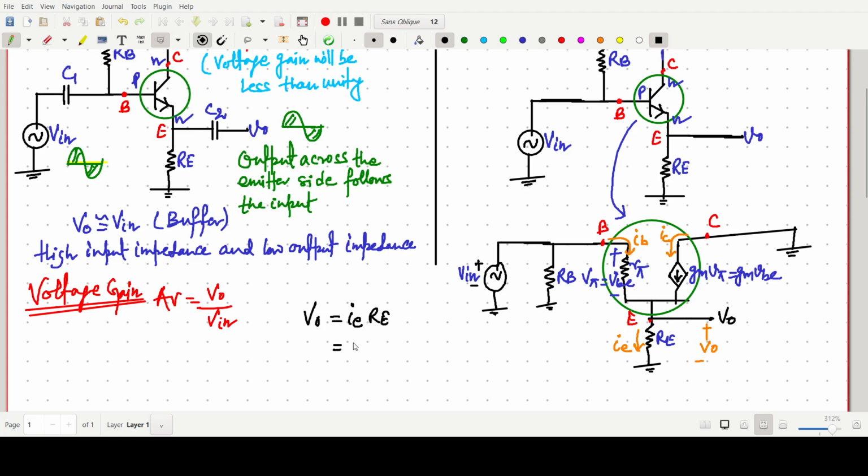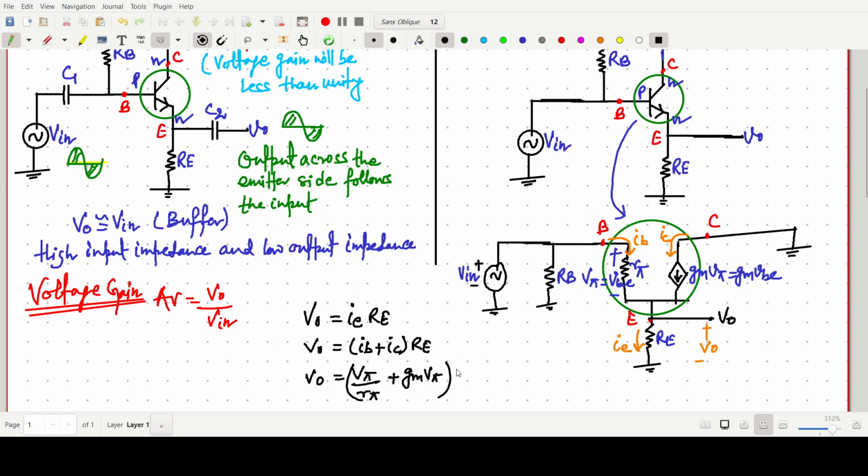Okay. Now ie is nothing but simply the base current plus collector current, ib plus ic, times RE. Okay. Up to this it is clear. Then this one will be our Vo. Okay. Now again what we can write, this ib can be written as v pi by r pi. Is it okay or no? v pi by r pi plus ic, which is equal to simply gm v pi.